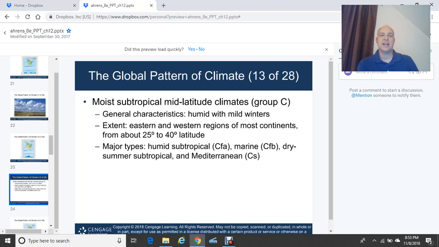Now the extent is the eastern and western regions of most continents, generally from about 25 degrees to 40 degrees latitude. The major types of climate classifications under the Group C climates would be humid subtropical, abbreviated CFA, marine, CFB, the dry summer subtropical, and then the Mediterranean. The Mediterranean climate is abbreviated CS.